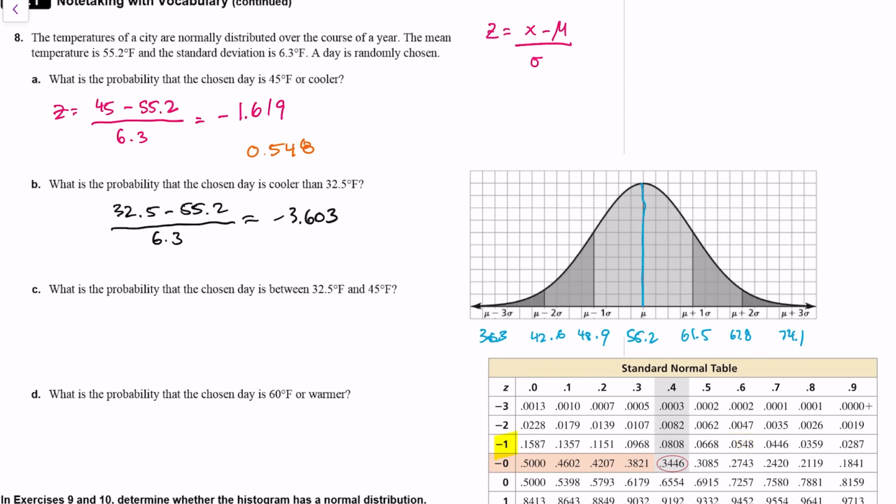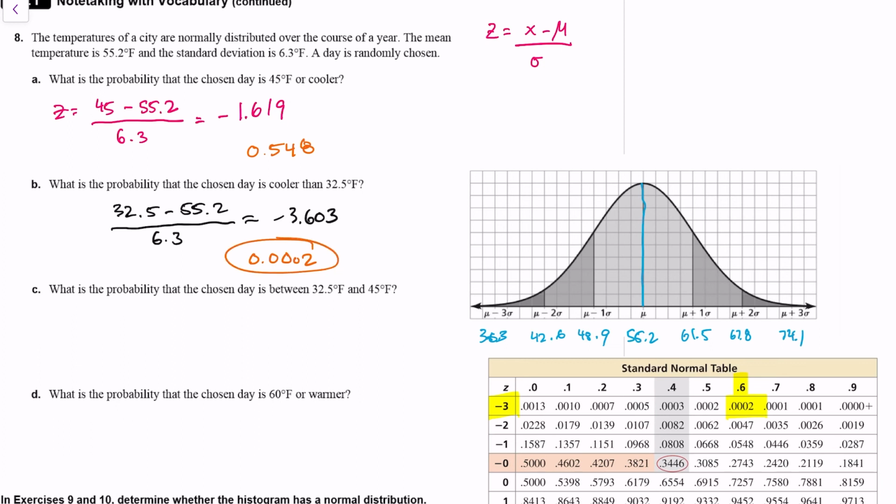So let's go back to our table right here. Let's take a look at negative 3, and then I go to 0.6. We get ourselves 0.0002. So we have 0.0002, and that right there happens to be our probability.